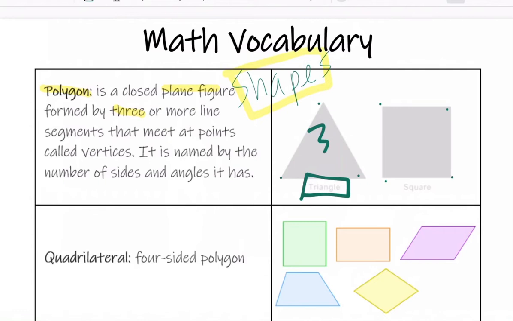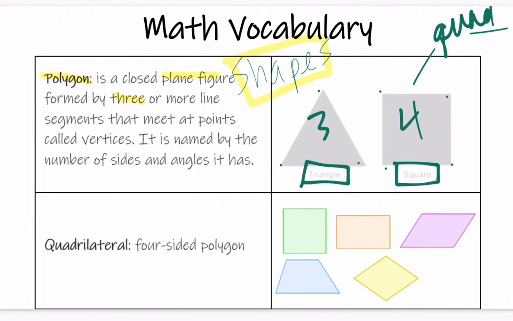Same thing with the square. Okay, square, this is a quadrilateral. That's what we're going to be talking about today. It means 4. And there's lots of different types of quadrilaterals, and that's why there's a whole lesson dedicated to quadrilaterals. But yep, 4 sides, 4 angles, and 4 vertices. So, yep, quadrilaterals, 4-sided polygon. Same thing that I was just talking about.